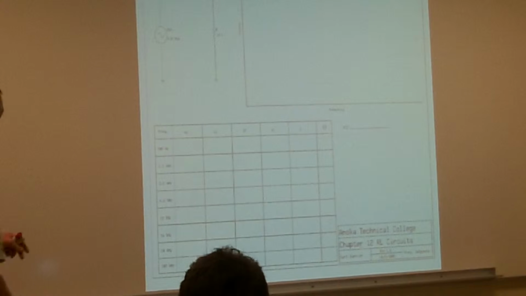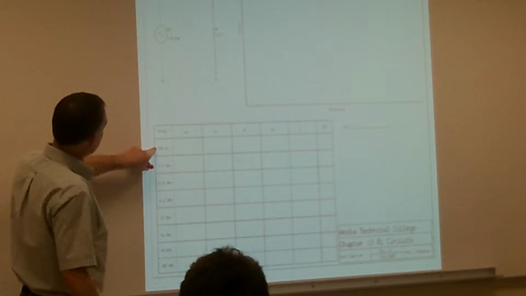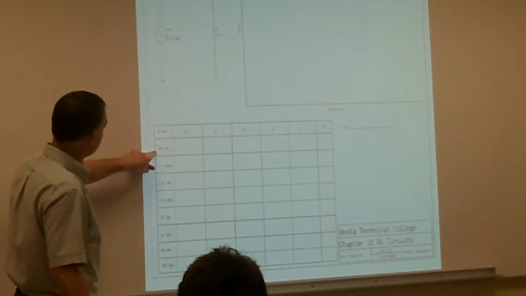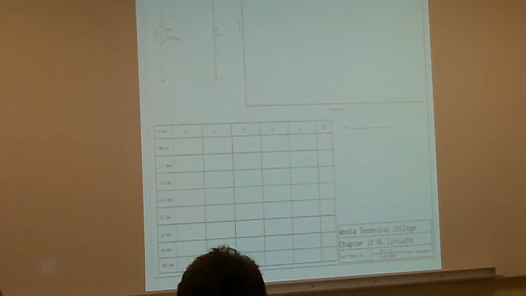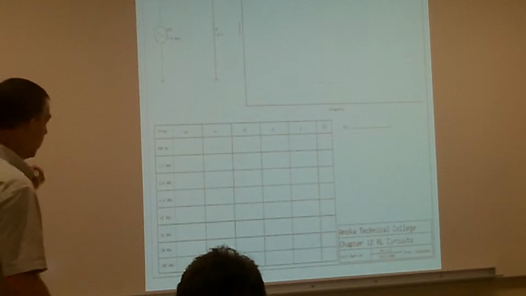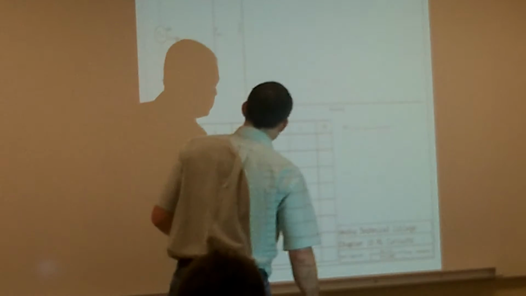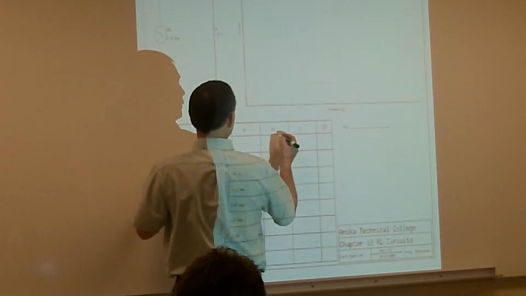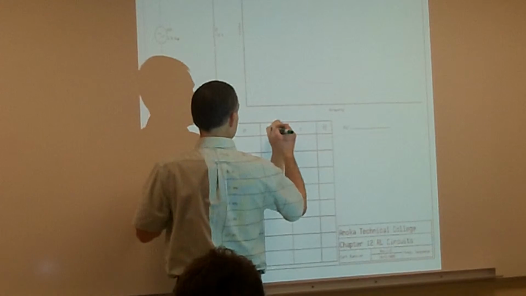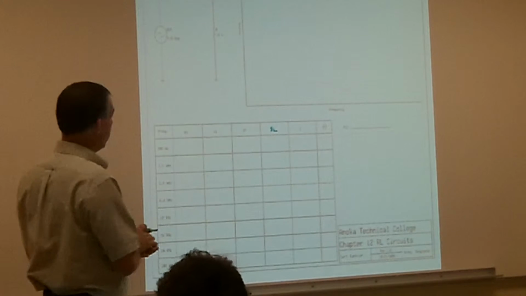So if I got a frequency at 500 hertz, what's going to be my first step to figuring out how to calculate this? Do I have X of C here? Yeah, it should be X of L. Calculate your X of L.